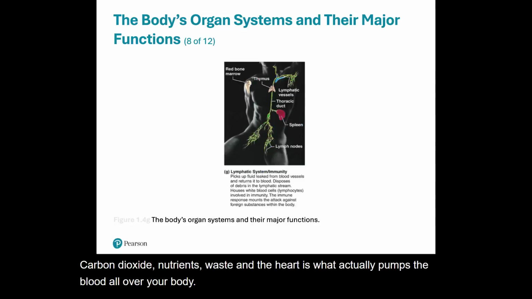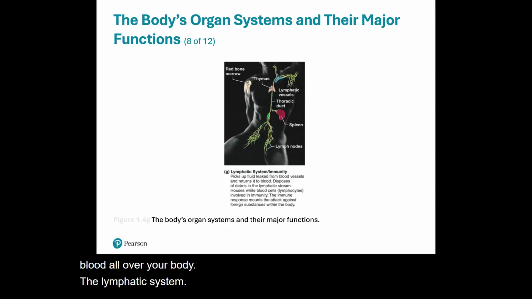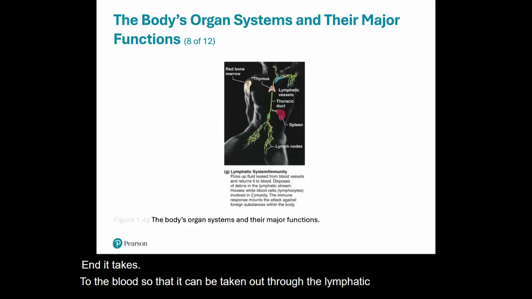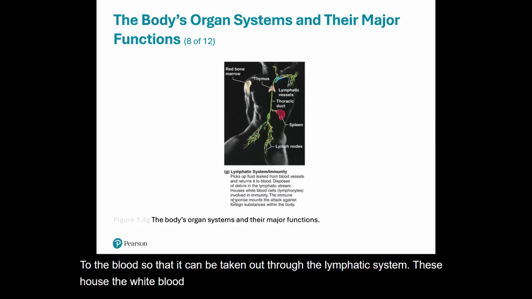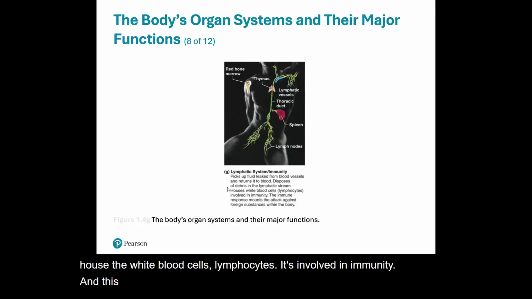The lymphatic system. Okay, this is what picks up waste and takes it to the blood so that it can be taken out through the lymphatic system. These house the white blood cells, lymphocytes. It's involved in immunity, and this is what gives the immune response when there's a foreign substance in your body.